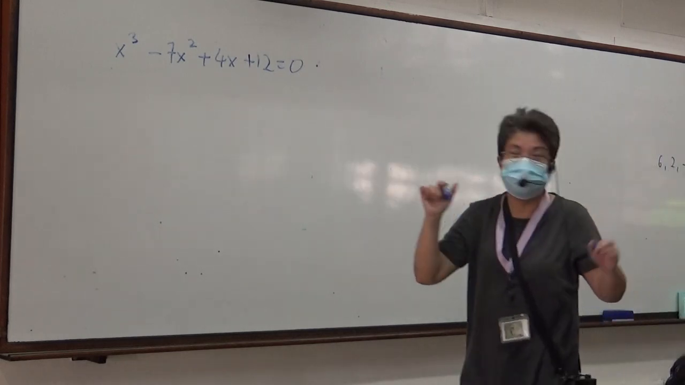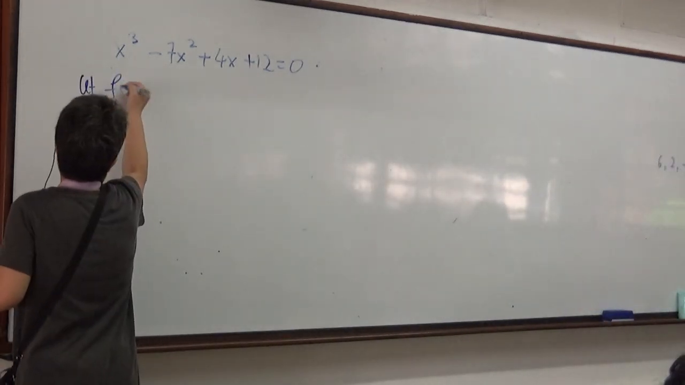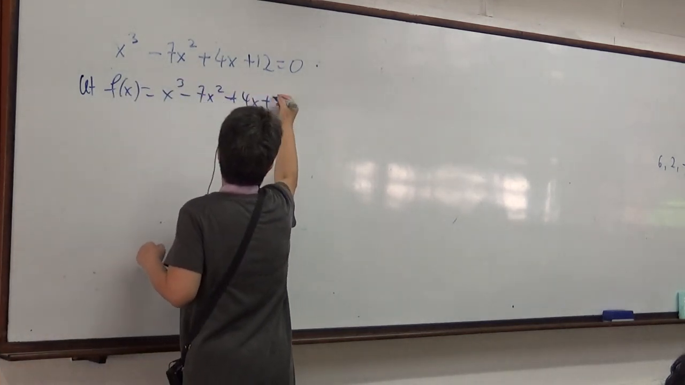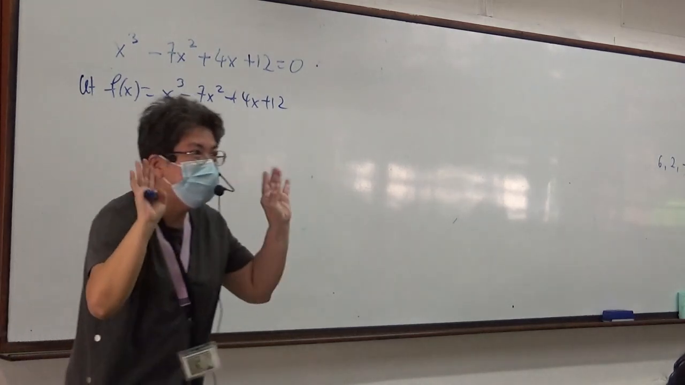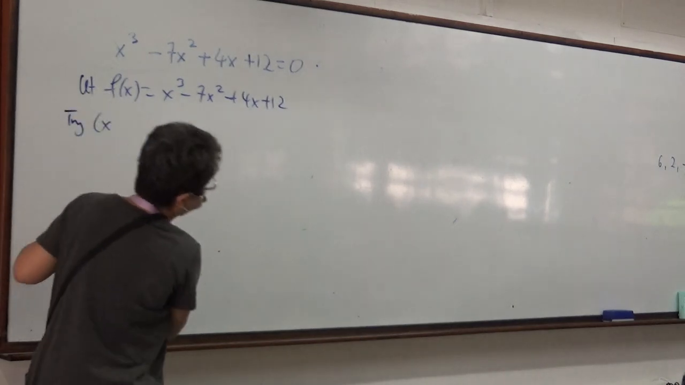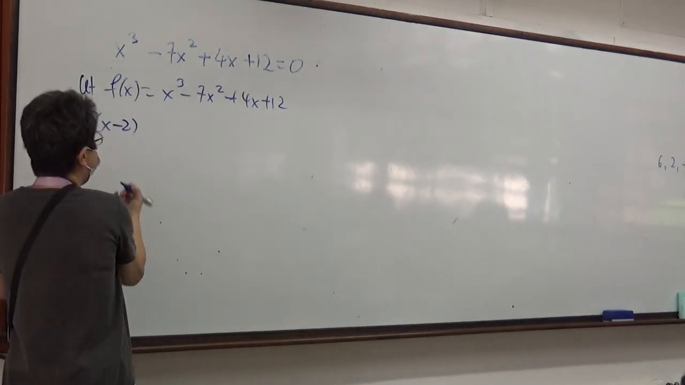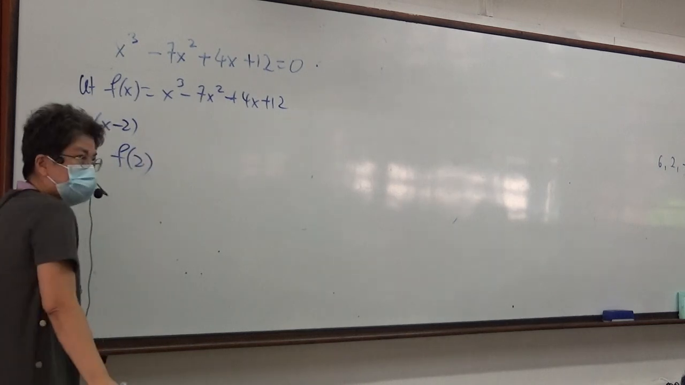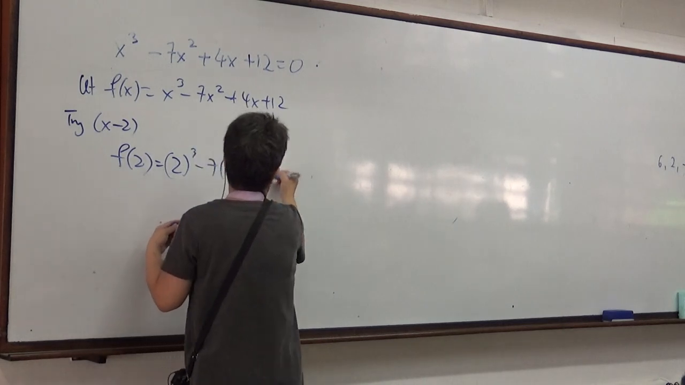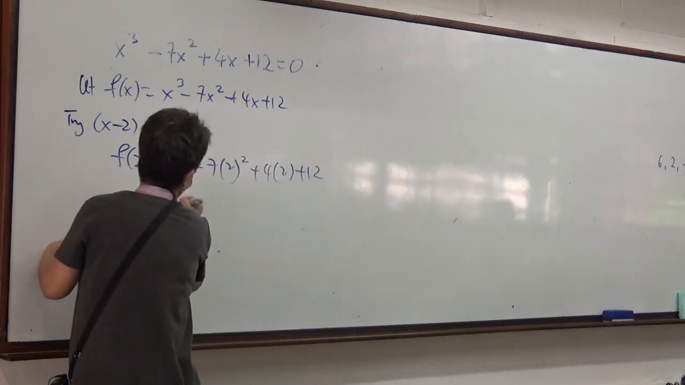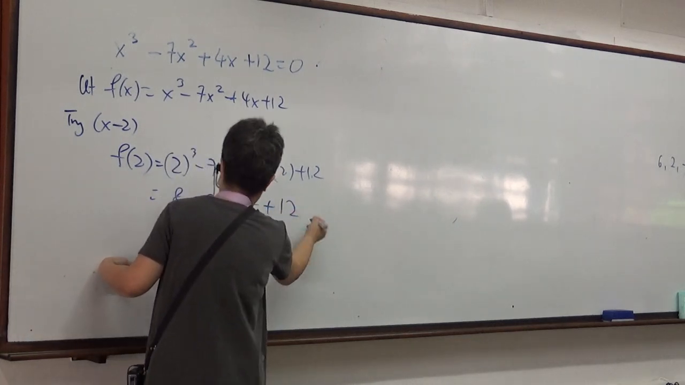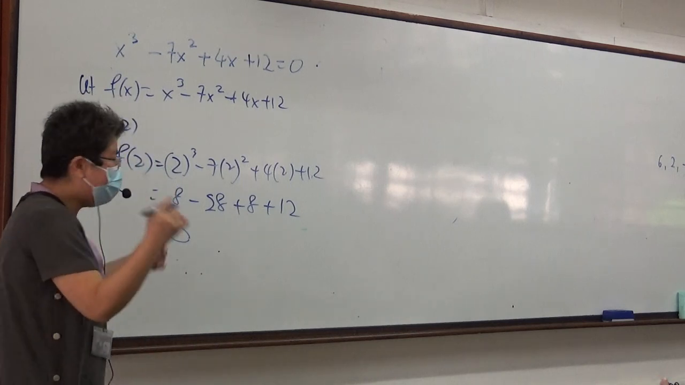Now, before you do everything, let f(x) be this expression first. No equal to 0, please. No equal to 0, just the expression, understand? Okay, then we try x minus 2. X minus 2 means what? f(2), right? This will be 8 minus 28 plus 8 plus 12. Straight away 0, no? Yay! So we conclude.